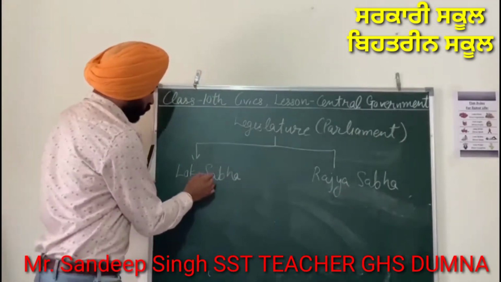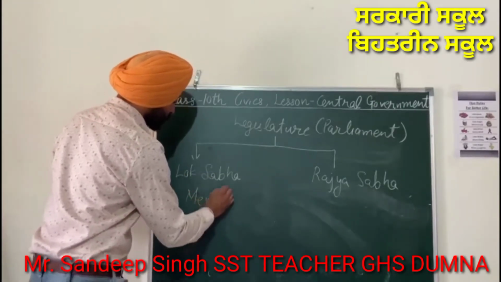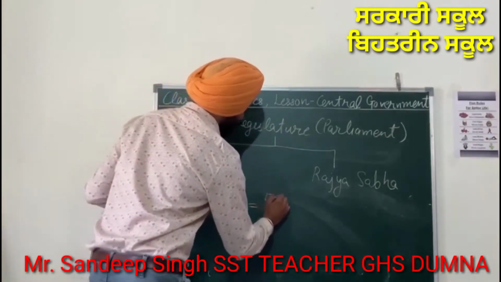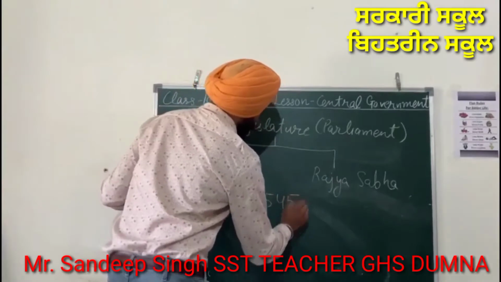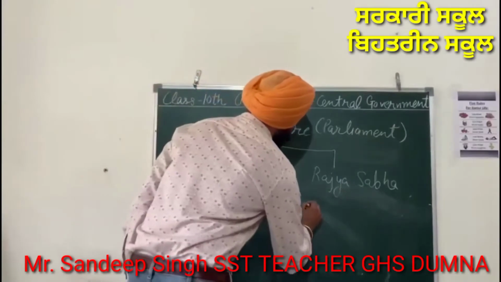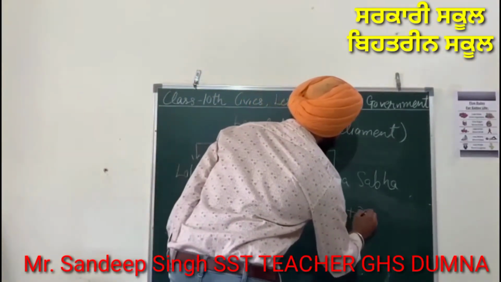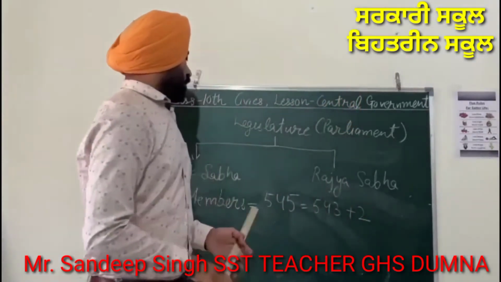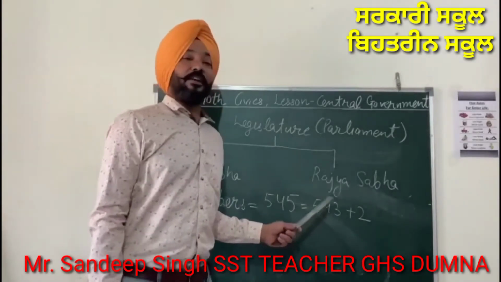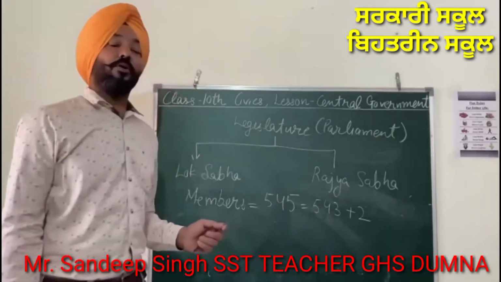And talking about Lok Sabha, it has how many members? It has total 545 members, which are divided into two parts: 543 plus 2. These 543 members are elected with direct method of election. These are also called member of parliament.